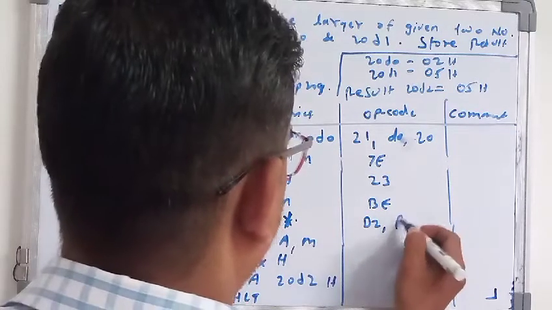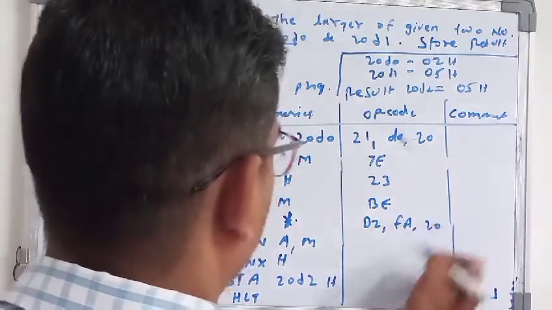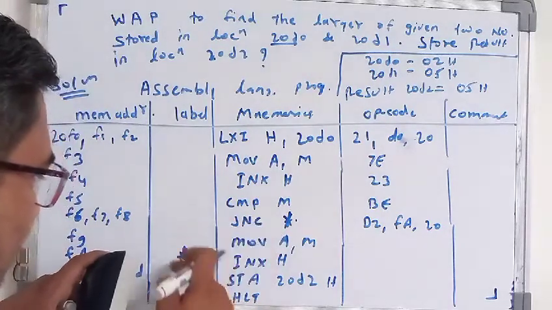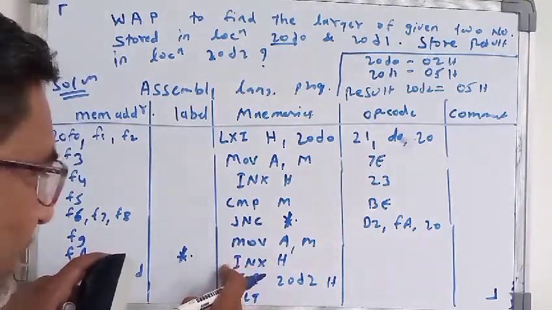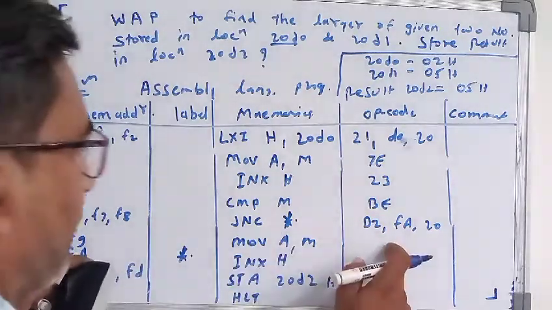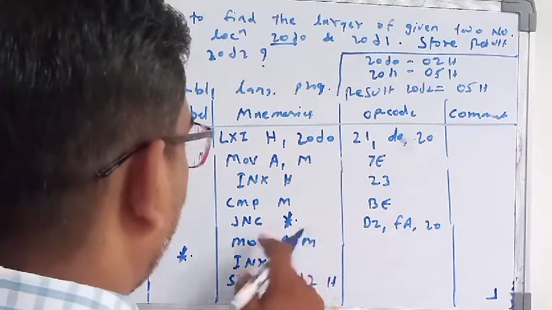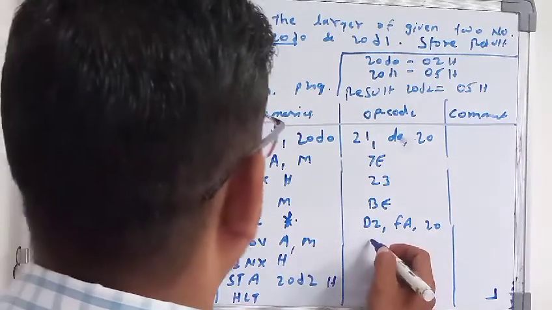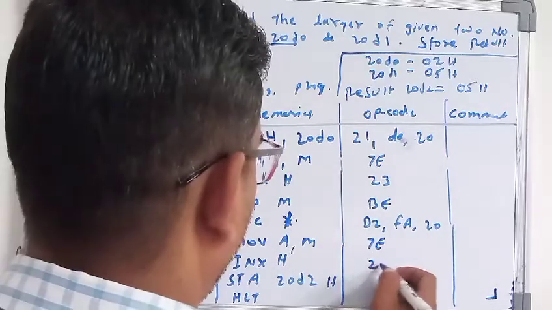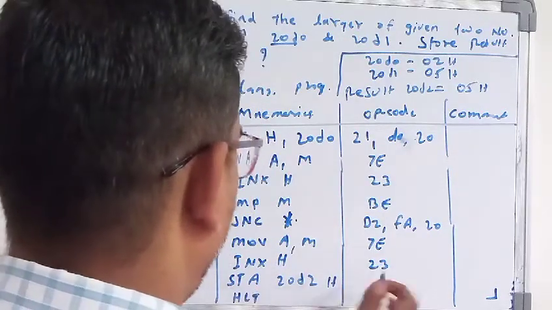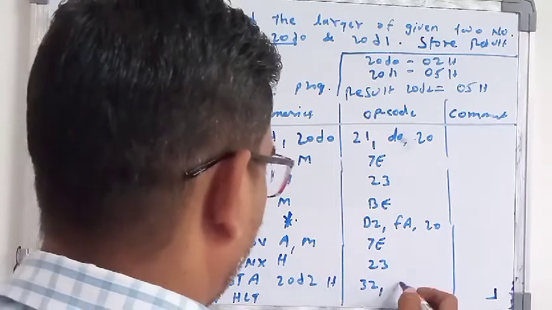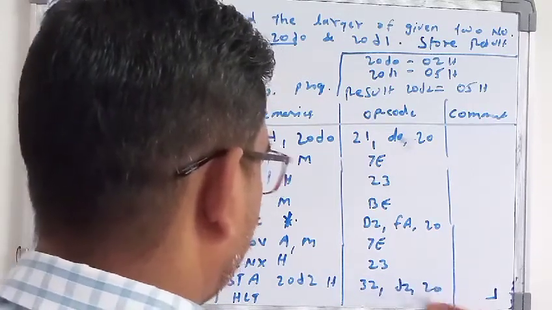FA20, you have to write down here FA, comma 20, so that from here the instruction is going to jump. What is the address? The first address you have to write down in this opcode. Then MOV A,M, again it is 7E, then INX H, again it is 23, then STA, you are getting the value 32, then D2 and 20.